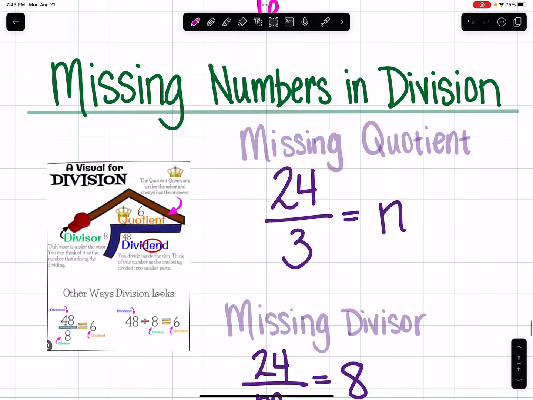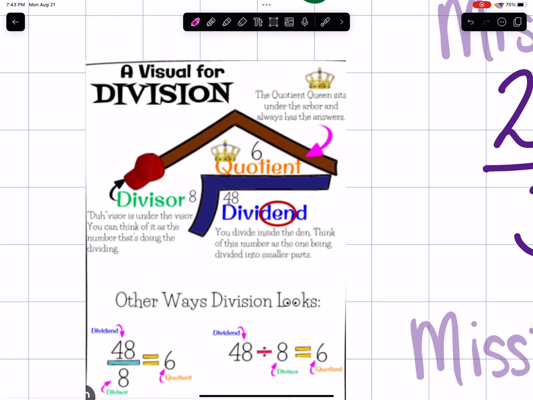Okay, what if there are missing numbers in division? I put this little mnemonic here so you can remember the words associated with division. Okay, you've got a quotient, that's the answer. That's the queen. See how it's wearing the crown? Quotient starts with Q, queen starts with Q. The Q sits on top of this answer. She sits on her throne, right?